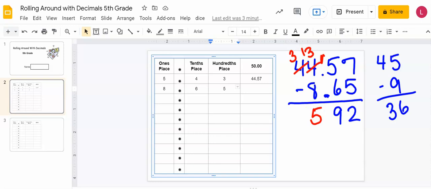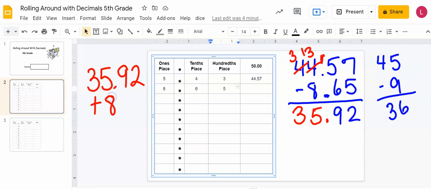Oh, didn't change pen colors back, did I? Okay, and then remember to bring my decimal point down. So my answer now is 35 and 92 hundredths. And that is close to my estimate, but another way that I can check and prove my answer is I can take my answer here and add, because remember that addition and subtraction are inverse properties of each other, so I can always prove my subtraction by adding.